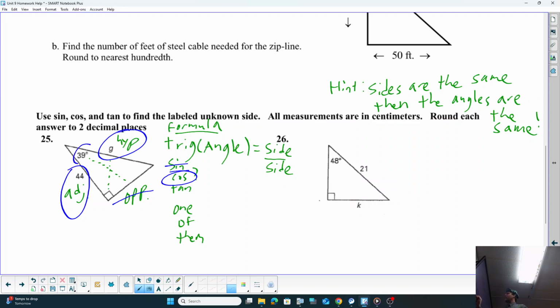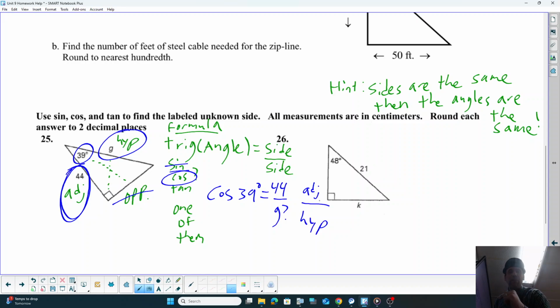So now we use the angle they give us. It's going to be cosine of 39 degrees is equal to the adjacent side over the hypotenuse. The adjacent side they give us is 44. The hypotenuse we don't know. We're calling it G. So now we just got to solve for G.